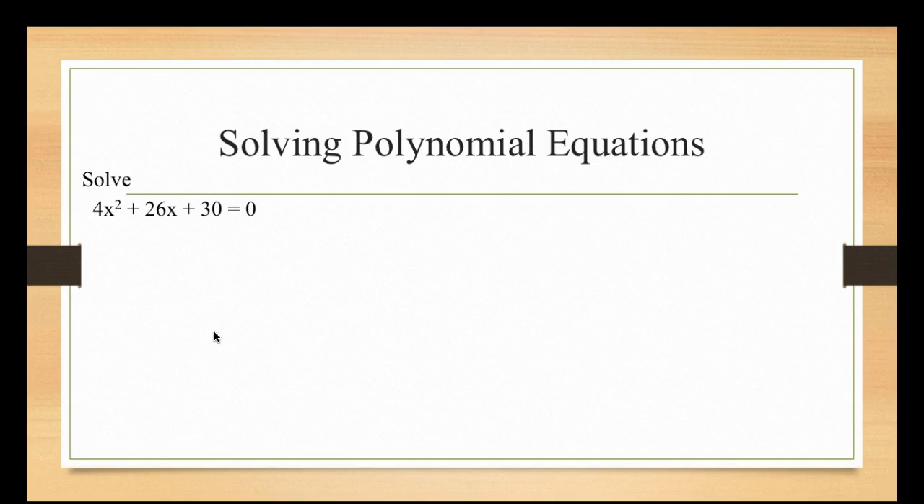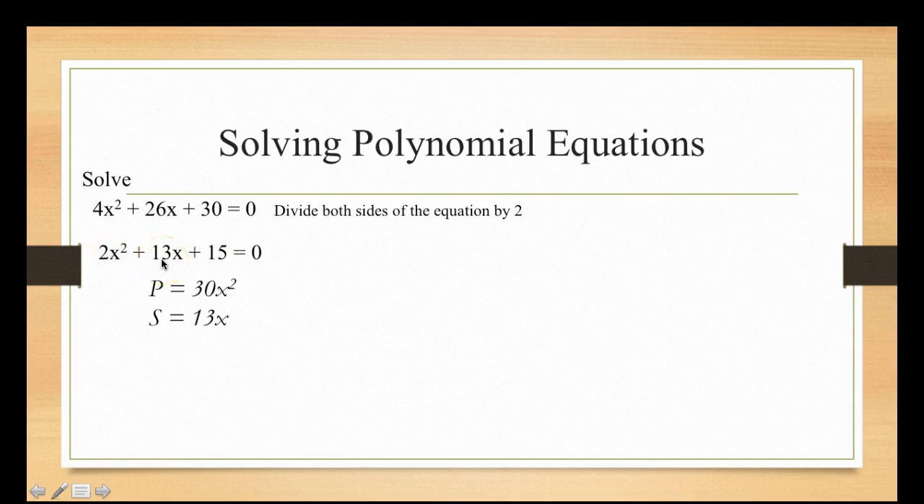In this problem, the first thing you want to do is factor out a monomial. So I can factor a 2 from each term. When I divide out a 2 from each one of my terms, I now have a quadratic here, and I want to factor this using product sum. Notice the leading coefficient is not 1. Because it's not 1, my product will be 2x squared times 15, and my sum 13x. What would you multiply together to get 30x squared and add together to get 13x?